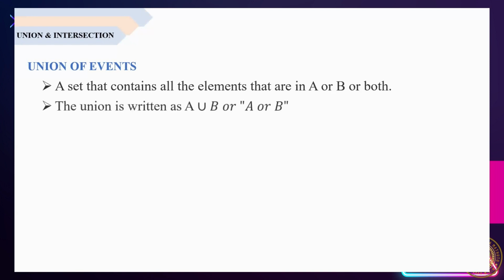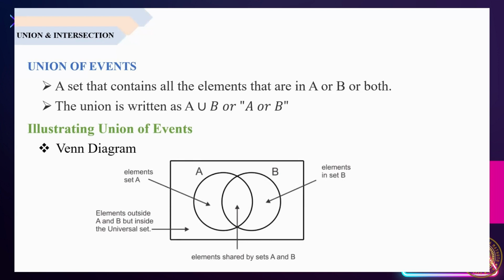The union is written as A ∪ B. So that U symbol means union of events. How do we illustrate a union of events? We can illustrate the union of events using a Venn diagram. This is our representation, where we have a rectangle and two overlapping circles.